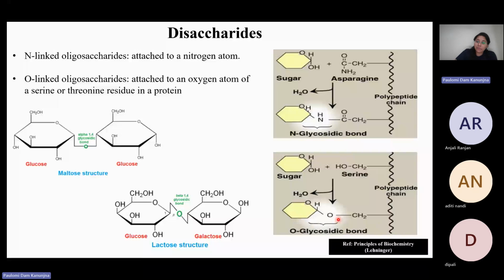While O-linked is again very simple to understand. It's basically bound to the O of serine and threonine. So if two sugar units come together, there's a glycosidic linkage. But when you have a sugar binding to a polypeptide chain, they can have two types of linkages: an N-linked oligosaccharide or an O-linked oligosaccharide. This is also there in your lecture notes, so this shouldn't be very confusing.